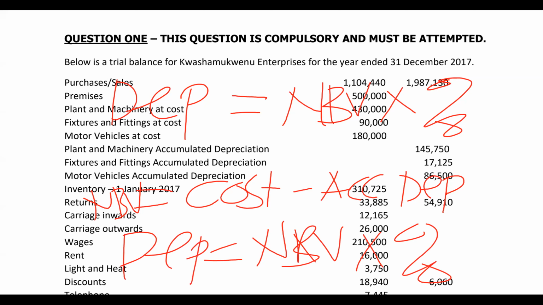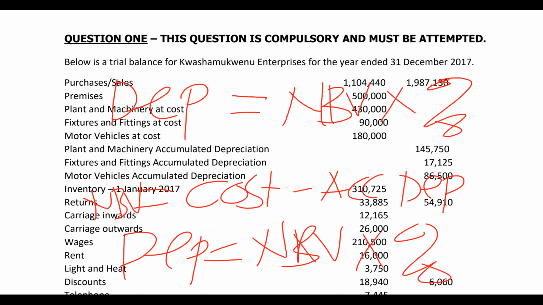Net book value starts from the cost. These assets are given at cost, how much you bought that asset, minus the accumulated depreciation, which is there in the trial balance. Then what you get is the net book value. So that net book value times that percent is what gives you the reducing balance depreciation. Got it?